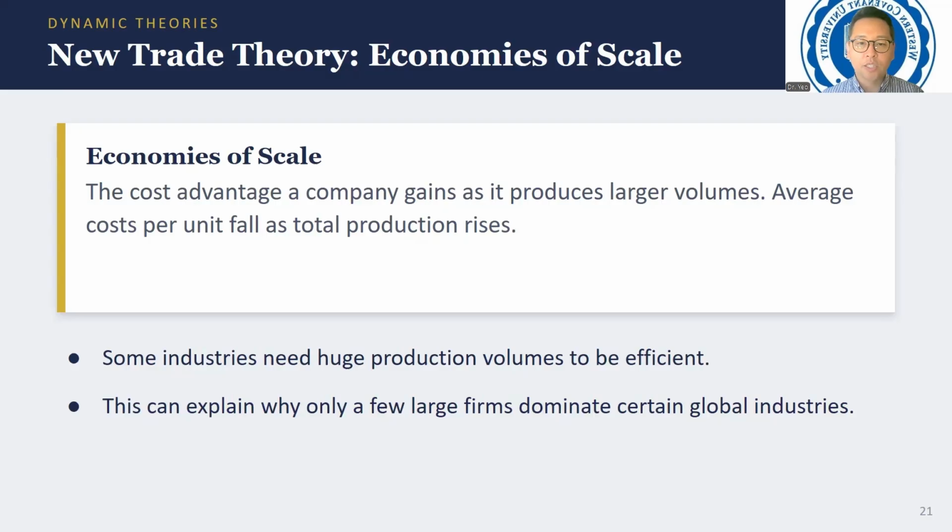Some industries, like aircraft manufacturing or semiconductor production, require such enormous production volumes to be efficient that only a few companies in the whole world can compete. This helps explain why certain global industries end up dominated by just a small number of very large firms rather than many small competitors spread evenly across many countries.